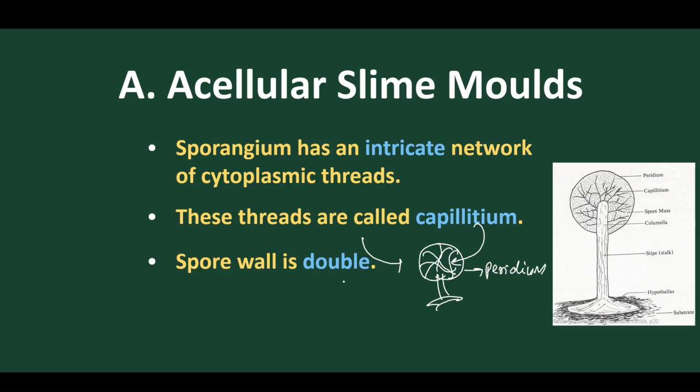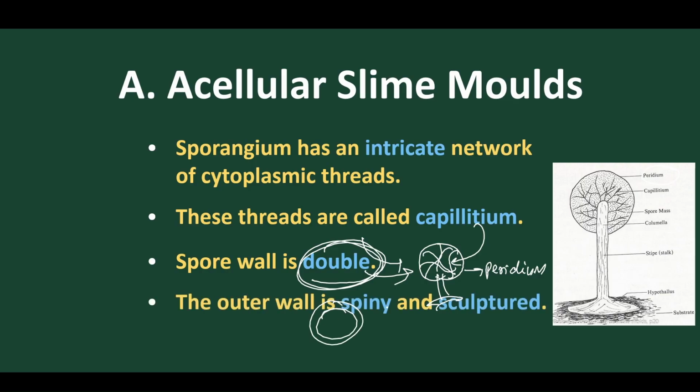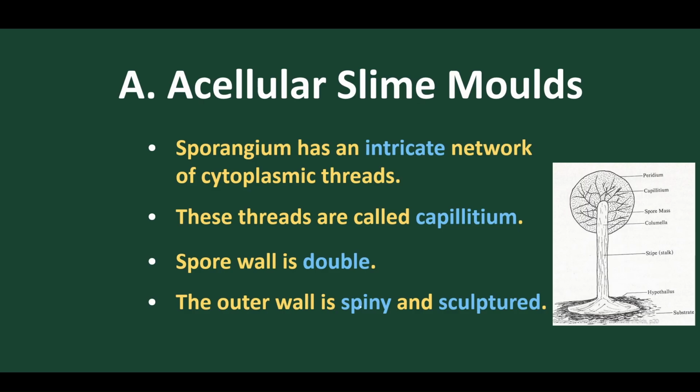And the spore wall is always double layer. So in the reproductive stage, we find the spore wall, which is of double layer. Got it? Clear? And in some groups, the outer wall of the spore is spiny and sculptured, but the inner wall is very smooth. And inside we find the spores are present.